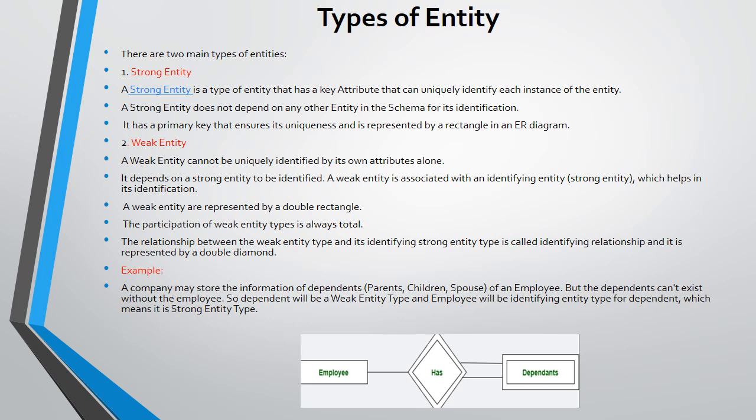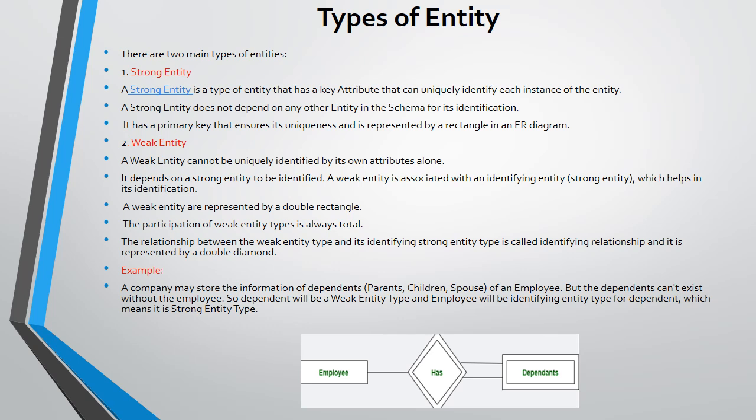Next, types of entities. There are two main types of entities. One is the strong entity, and the second one is the weak entity. A strong entity is a type of entity that has key attributes that can uniquely identify each instance of the entity. The strong entity does not depend on any other entity for identification. It has a primary key that ensures uniqueness and is represented by a rectangle on the ER diagram.